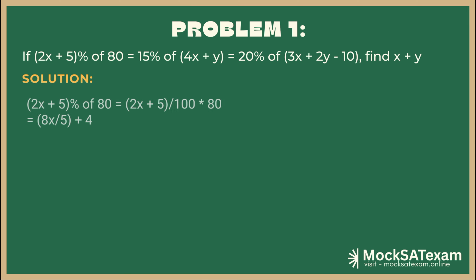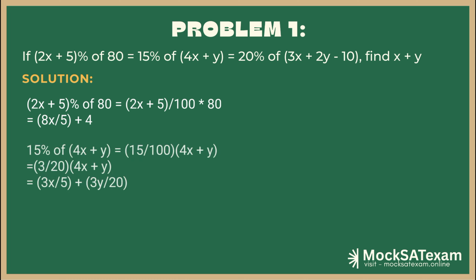First, expand each percentage. 2x plus 5% of 80 is equal to 2x plus 5 multiplied by 80 over 100. This simplifies to 8x over 5 plus 4. Next, 15% of 4x plus y. That is 15 over 100 multiplied by 4x plus y. Simplify, and you get 3x over 5 plus 3y over 20.